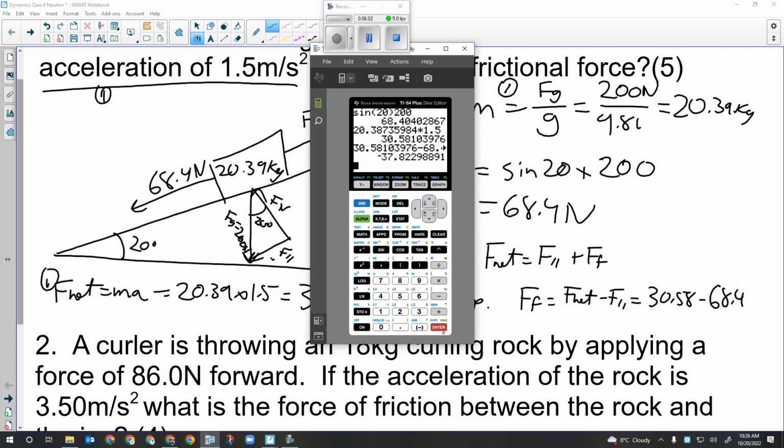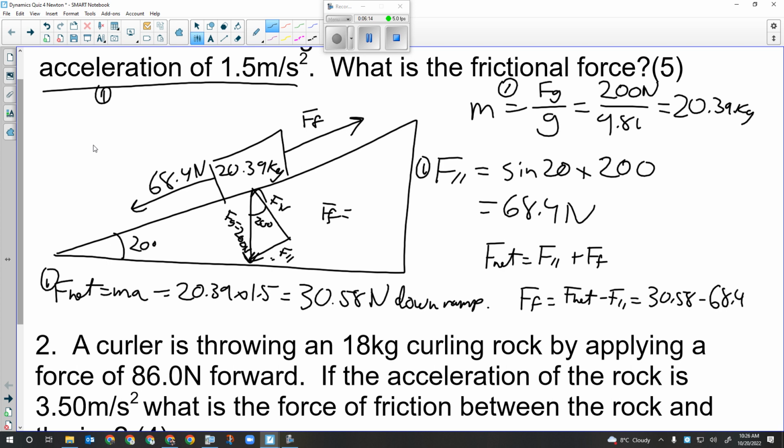All right, so I get a negative number here because I made down the ramp positive, so friction is acting up the ramp. I have two significant digits, so I will have 38 newtons up the ramp. They must have both, okay? The right number of significant digits and up the ramp in order to get the marks for the answer. Okay, 5 marks there.